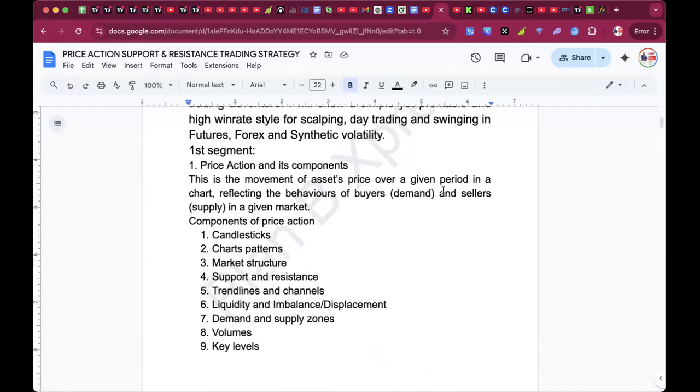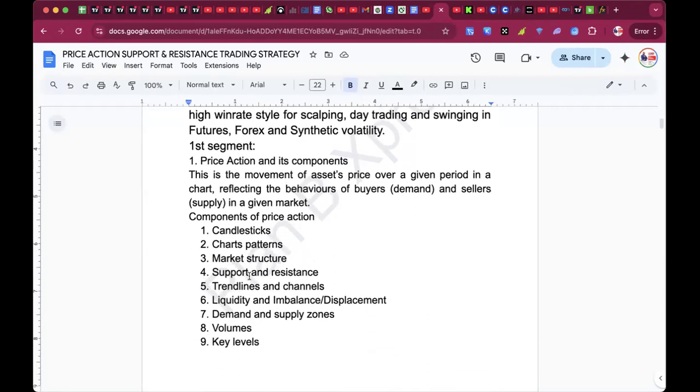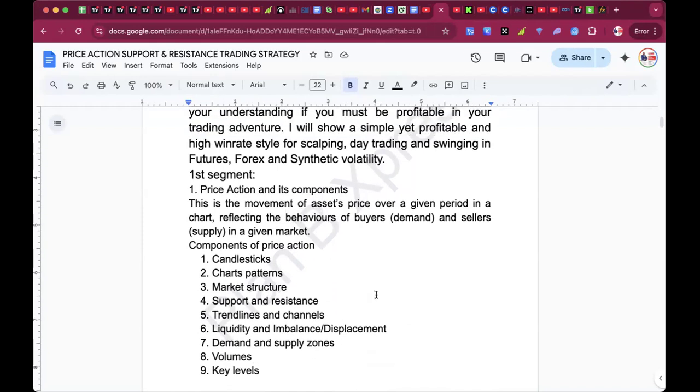So price action, support or resistance strategy is very easy for any type of person, whether you're a professional or not. Now, these are nine major areas of price action: candlestick, chart pattern, market structure, support and resistance, trend lines and channels, liquidity and imbalance distribution, demand and supply zones, volumes and key levels. So these are important things you need to understand when you are doing your support and resistance strategy.